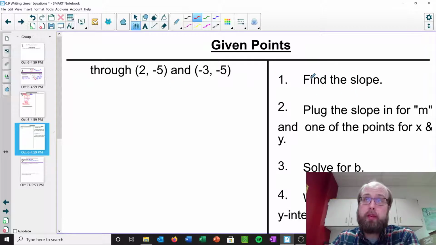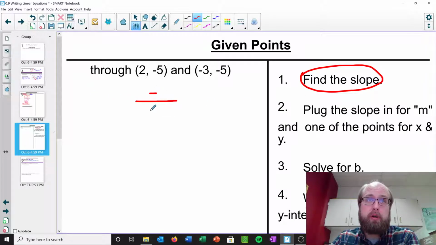So first thing we can do is we can find the slope, right? We know the slope equation. It's y2 minus y1 over x2 minus x1. This will be my point 1. This will be my point 2. Let's see, y2 would be negative 5 minus y1 would also be negative 5. And then on the bottom, x2 would be negative 3. x1 would be 2.